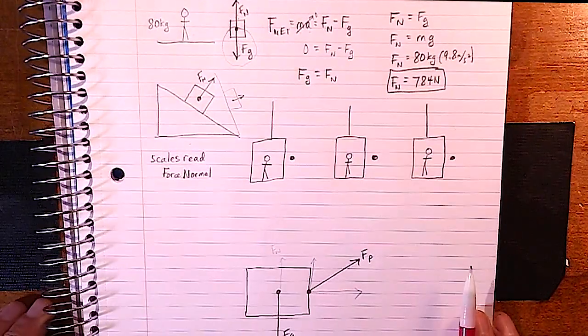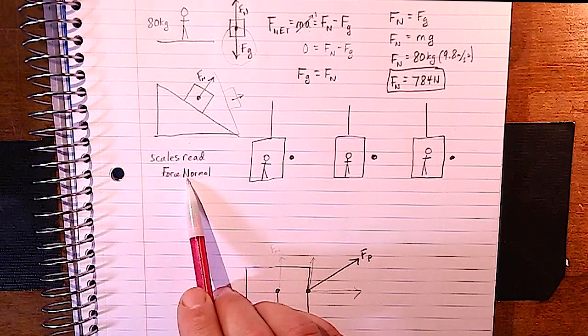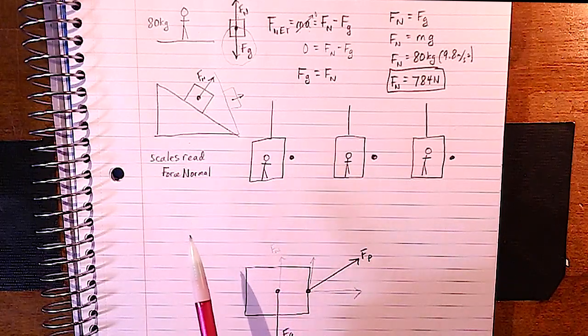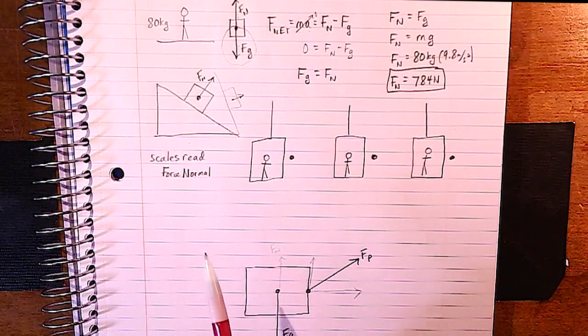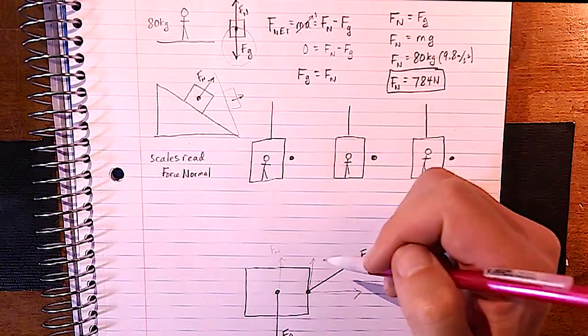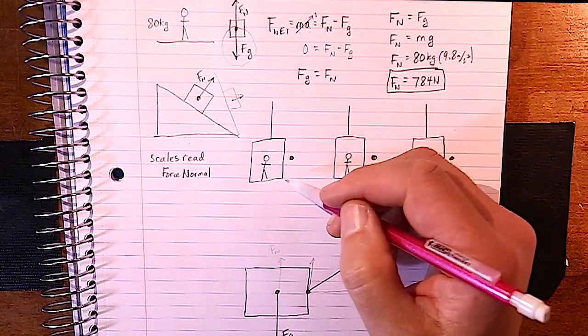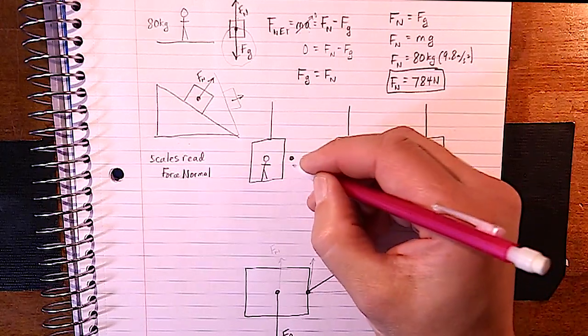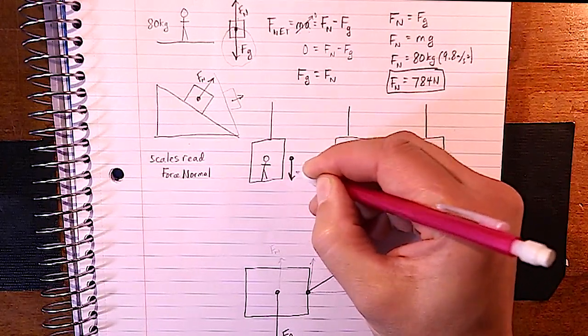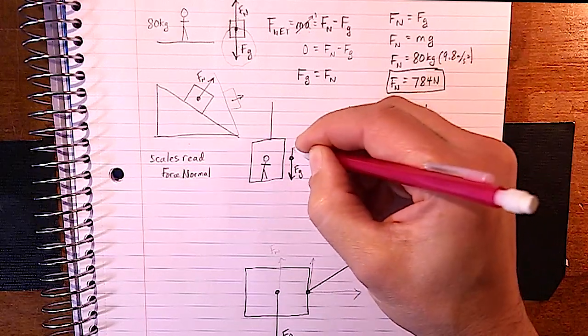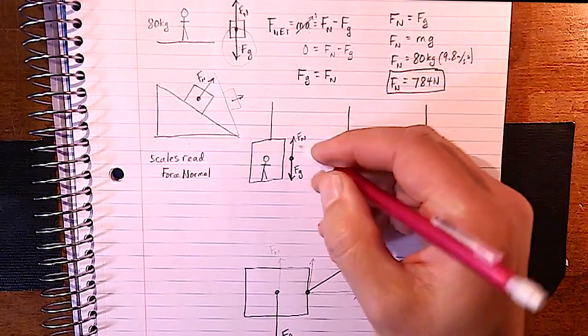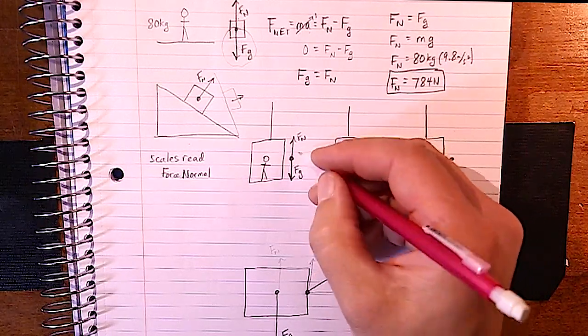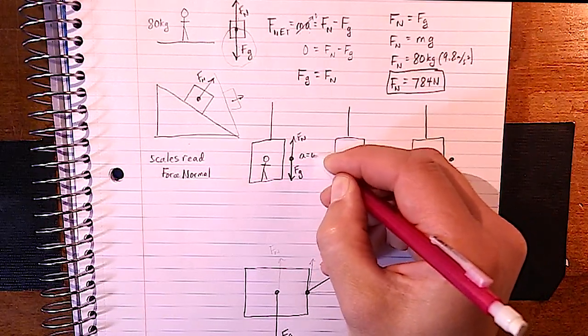It's also important to know that scales read force normal. A scale does not actually read your weight. It just turns out that when you're standing on a scale, you're not accelerating, therefore the scale reads whatever your weight happens to be. But let's say you're on a scale inside of an elevator. If the elevator is at rest, then the net force is zero. So Fg is equal to Fn. So the force normal reads your weight. The net force is zero, so the acceleration is zero.